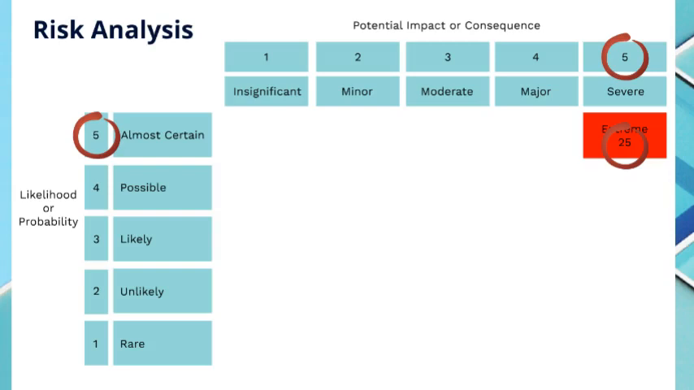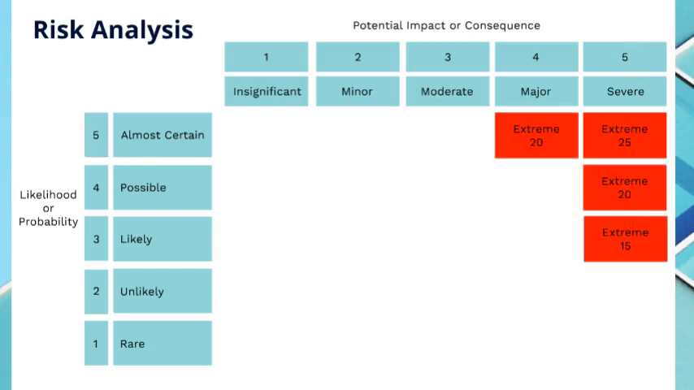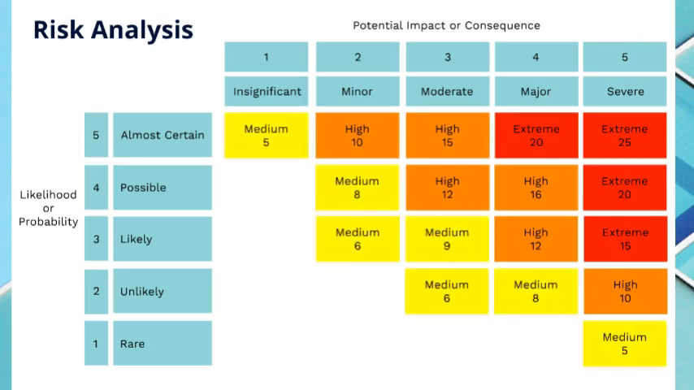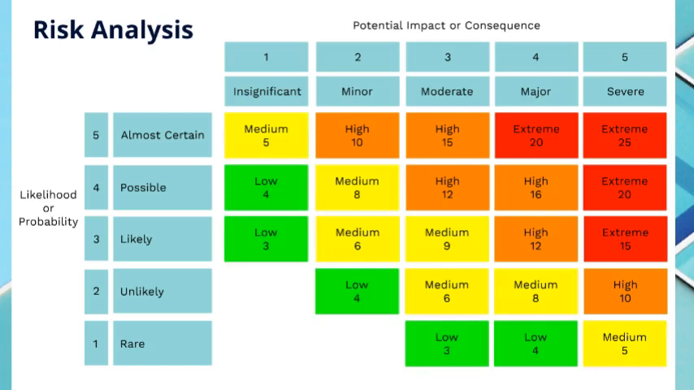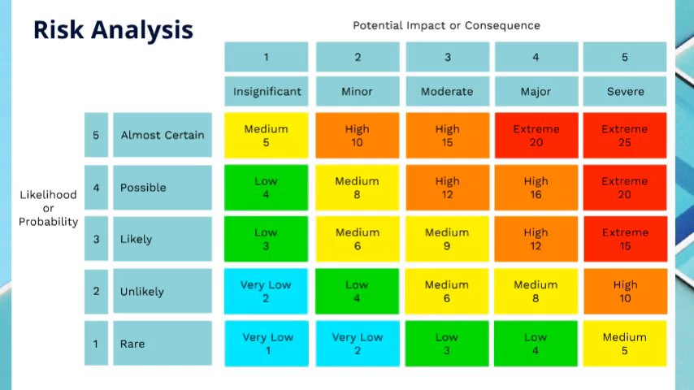And the same process applies for all the other combinations of likelihood and impact as well, which gives us the full risk matrix where we have some extreme risks, we have some high risks, some medium ones, some low level ones, and some very low risks. So that's how we use a risk matrix to perform a risk analysis.